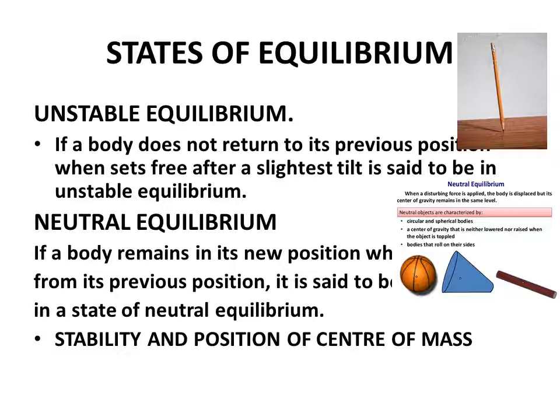Neutral equilibrium. Take a ball and place it on a horizontal surface. Roll the ball over the surface and leave it after displacing it from its previous position. It remains in the new position and does not return to its previous position. This is called neutral equilibrium. A body that remains in its new position when disturbed from its previous position is said to be in a state of neutral equilibrium.